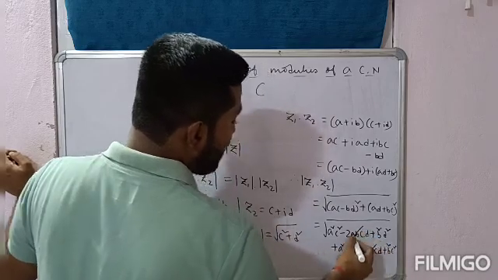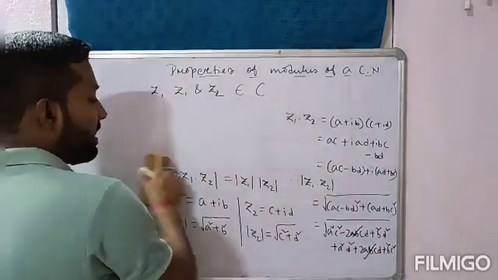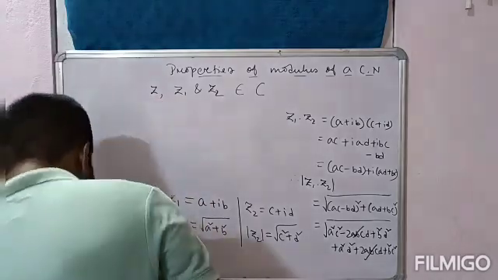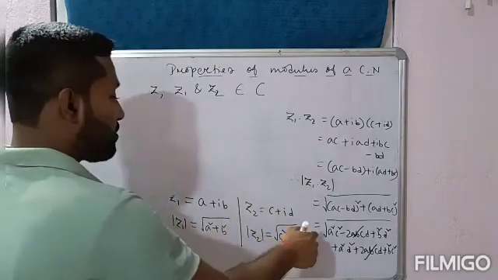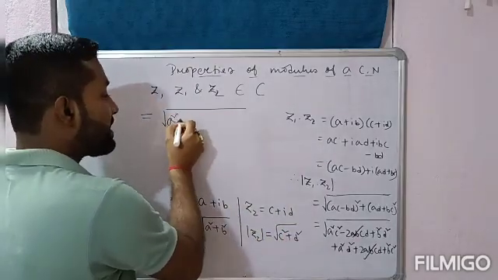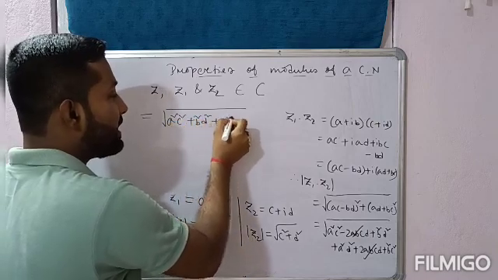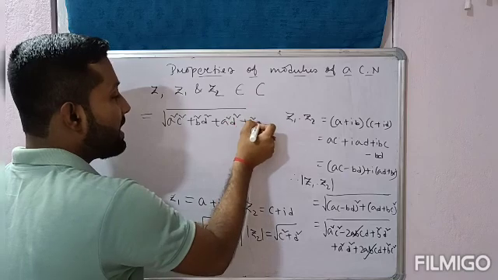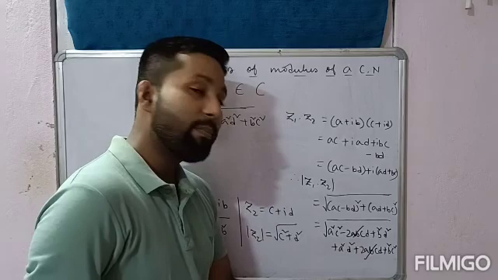So plus 2abcd minus 2abcd will be cancelled. Everything is there under the root only, there is no space, so I wrote it below. So this is equal to a square c square plus b square d square plus a square d square plus b square c square. These are the four terms we left after cancellation of 2abcd.